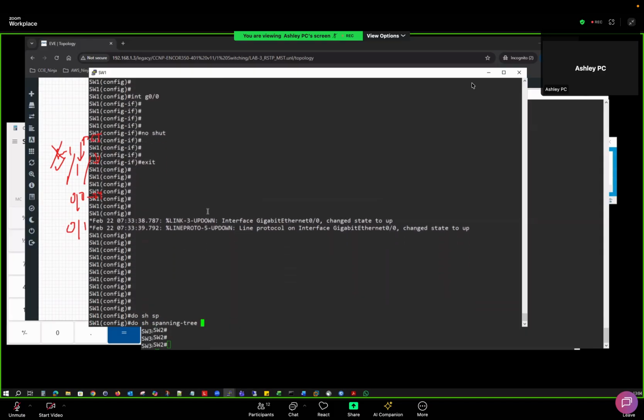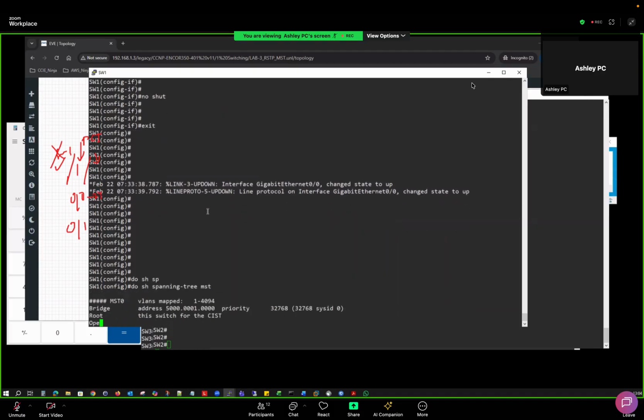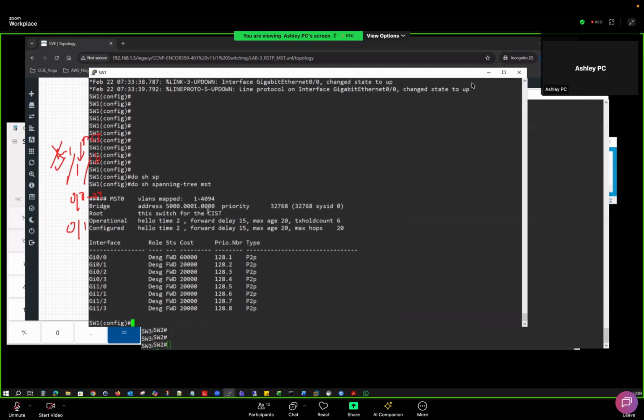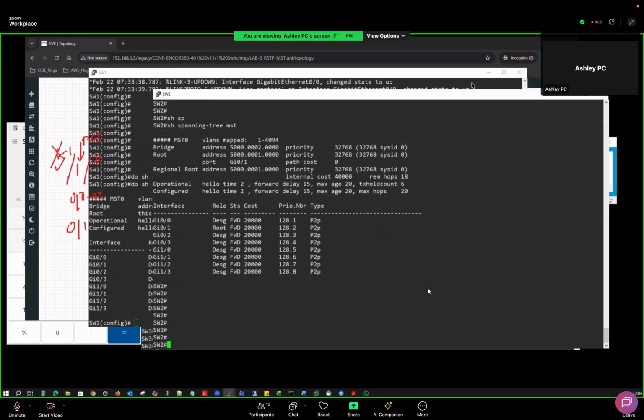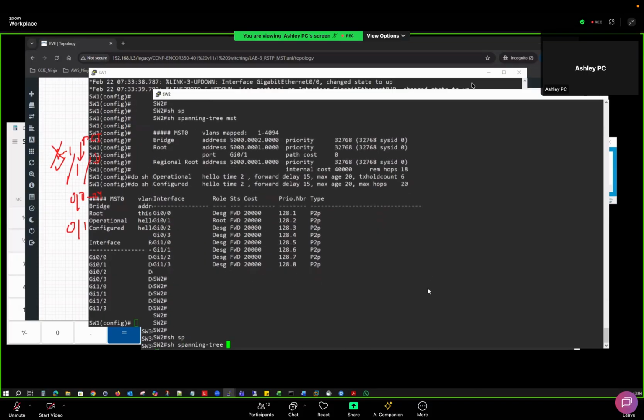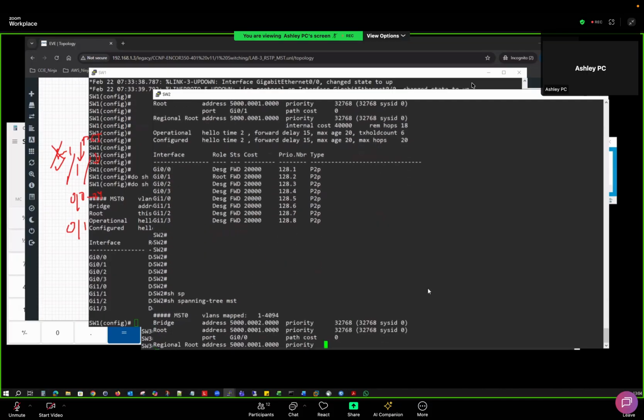So, spanning tree MST. Fine, it is in forwarding state. This port, Gig 0/1, for the entire VLAN is 20. Beauty. I will go to switch 2. So, spanning tree MST.